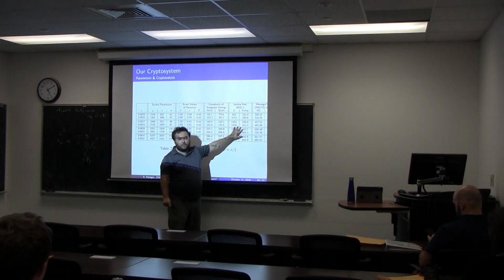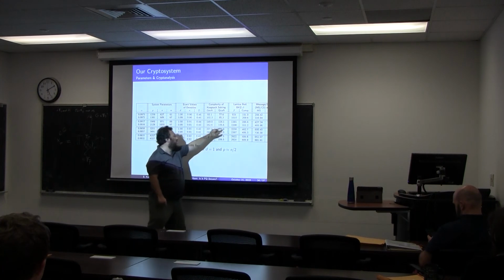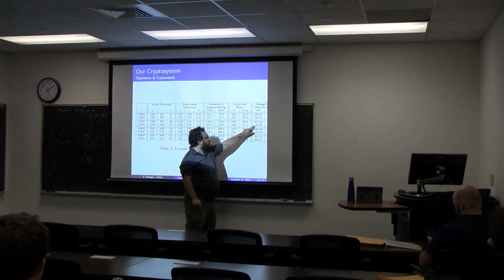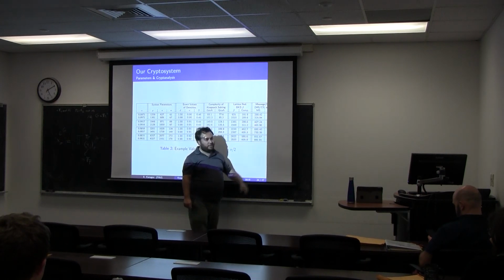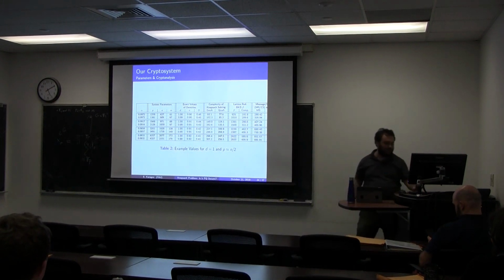BKZ doesn't work, as you see here. Very big numbers. Actually, the beta we get here is greater than n, so BKZ doesn't work. And forget about this last part because this is just message space, ciphertext space, and so on.